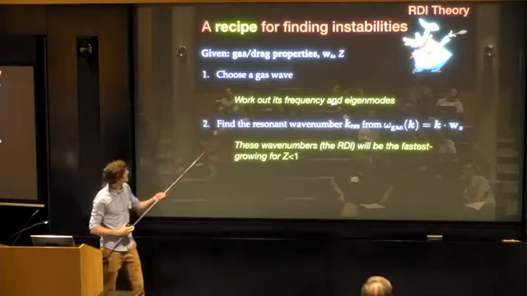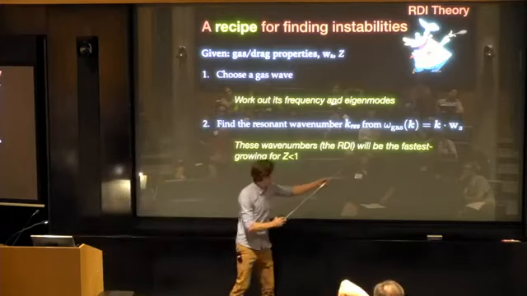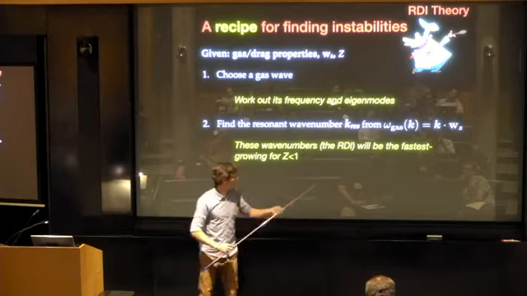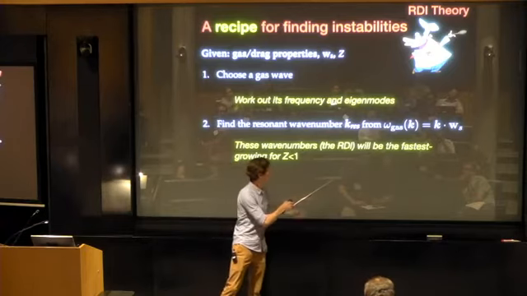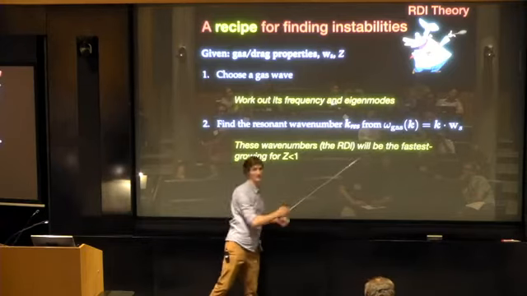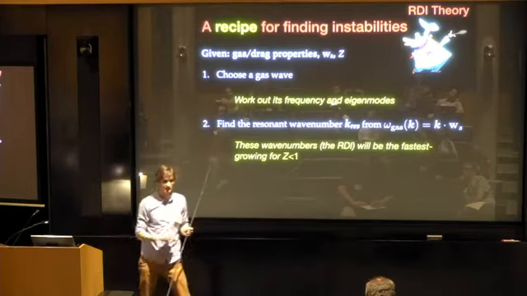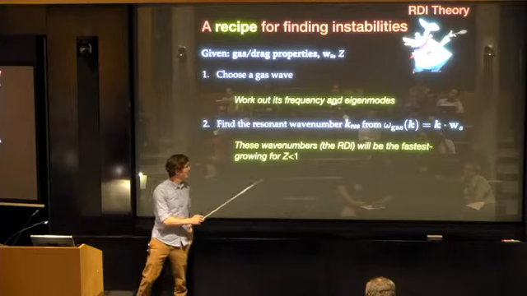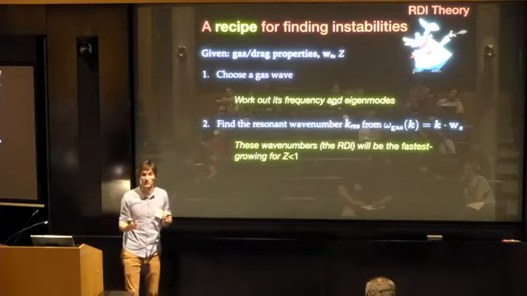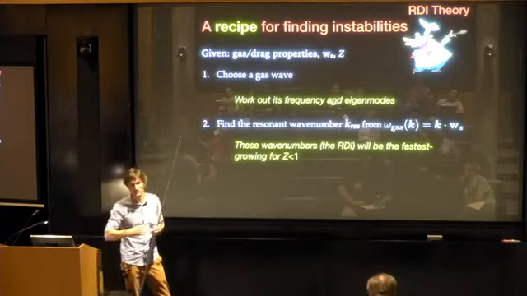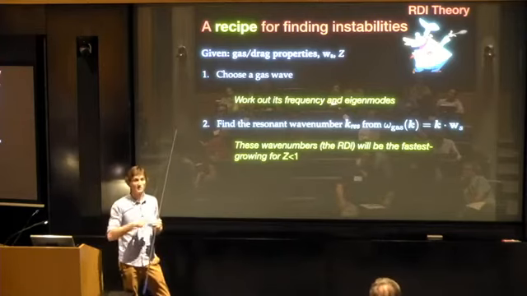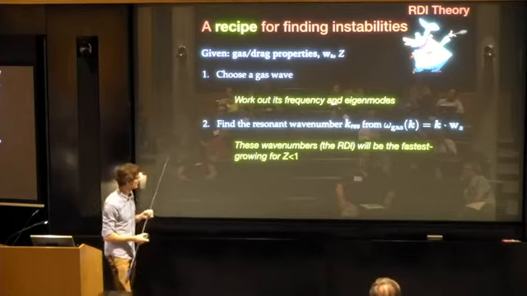Step 2, you solve this equation, omega gas equals the dust drift frequency. And this is usually very easy to solve. You just find the K, the wave number where this is satisfied, if it is satisfied. And the RDI theory tells us that these are going to be the fastest growing modes at low metallicity. So these are the only ones we need to care about. We don't need to search through this whole parameter space of Ks to maximize over gamma.